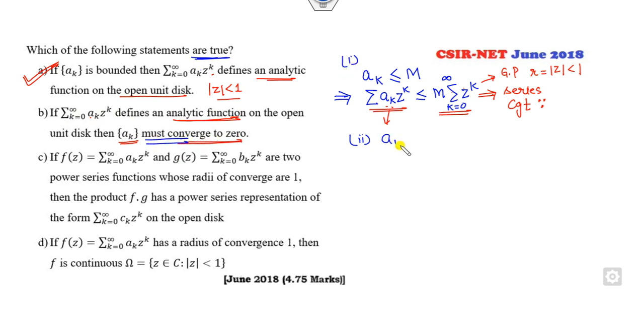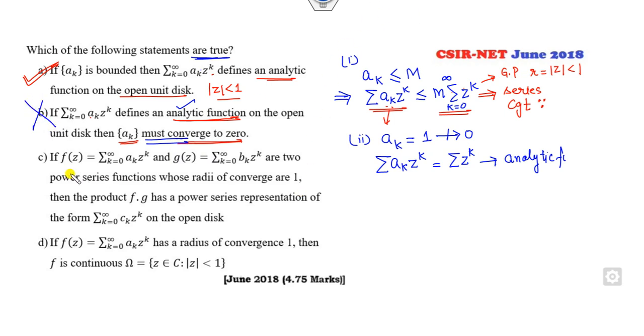Okay, if I simply take a_k as 1, that's a constant sequence. Fine. Then your power series becomes z raised to power k. And you can say this is an analytic function. Fine. It satisfies this condition, but this value does not go to 0. So this option is cancelled.